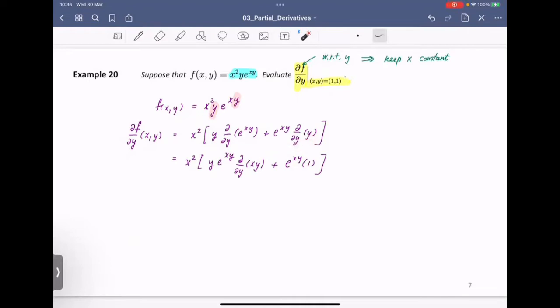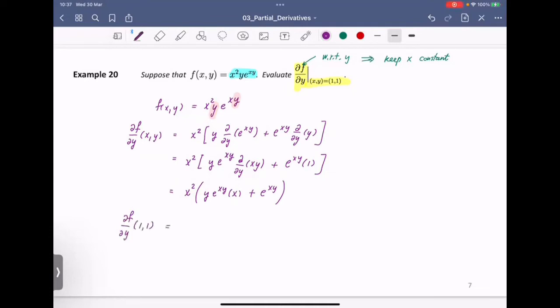All right, and then that is x squared, and then y e to the xy, and then that term, differentiate xy with respect to y. What would you get? Answer me in the chat. Differentiate xy with respect to y. X. Good, thank you. Because x, and then e to the xy. Well, you are done with the general form, right? Good. And then now you plug in the point (1,1).